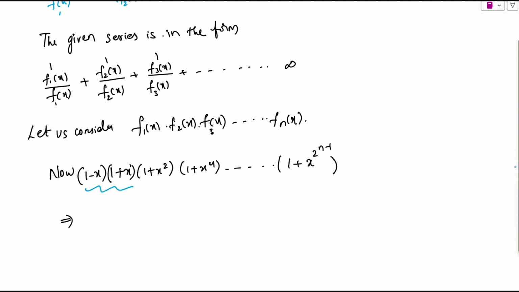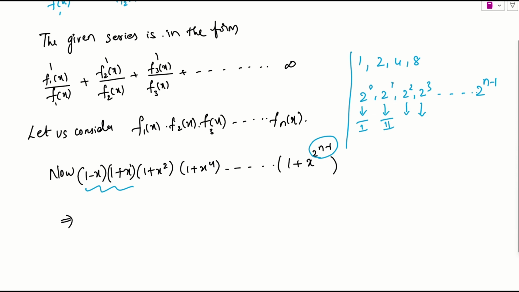See, if you ask me, ma'am, how did I get 2 power of n minus 1, I'll give you a hint here. The first term will be x power of 1 now. So the second term will be 2, the third term will be 4, the fourth term will be 8. Agree? This is nothing but 2 power 0, 2 power 1, 2 square, 2 cube, and so on. This is the first term, this is the second term, this is the third term, this is the fourth term. That means the nth term will be 2 power n minus 1, because this is our first term, this is our second term, second means 2 minus 1, this is our third term. That is how I got 2 power of n minus 1.